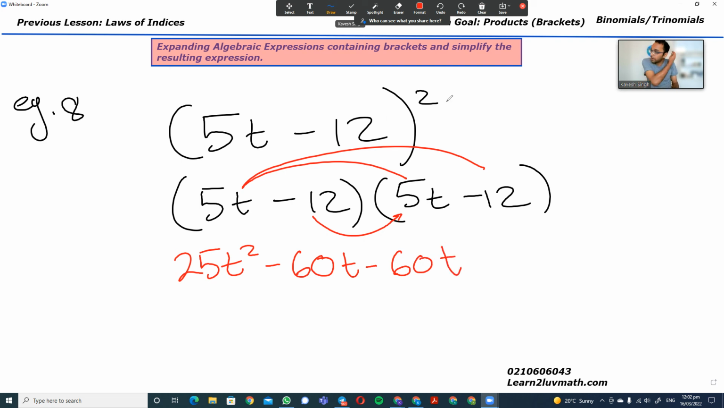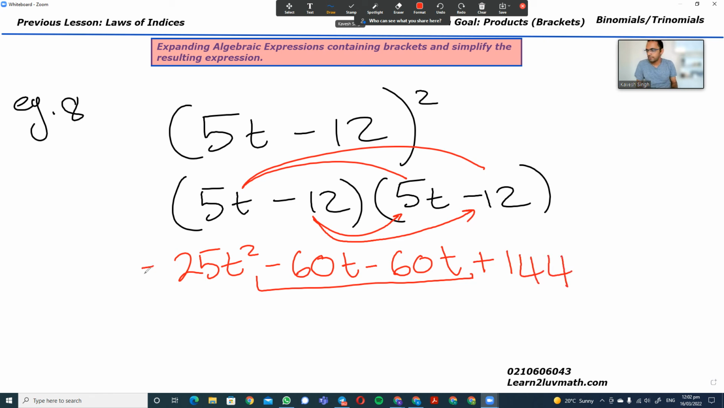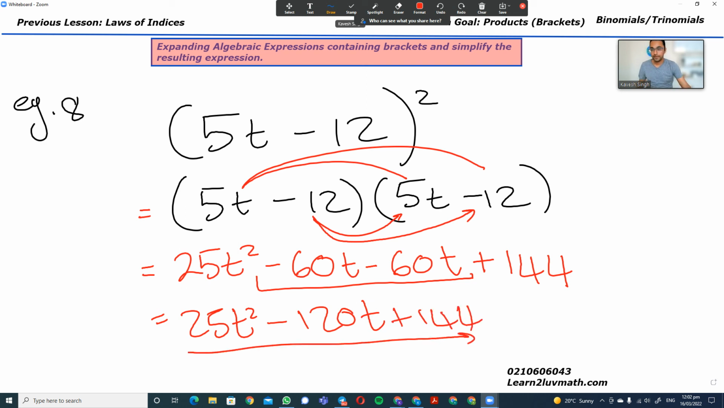And what you'll notice is when you have a bracket squared, the middle terms always end up the same. Okay, and that's a nice thing to know if you're doing the right thing. And negative 12 multiplies by negative 12, giving you a positive, and 12 times 12 is 144. Okay, so now that you have that, what you want to do now is collect like terms in the middle. Negative 60 minus 60 is going to be minus 120. So minus 120t plus 144, and you get your final answer, and you're done.